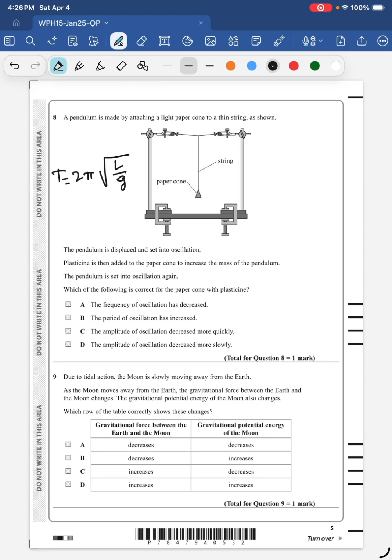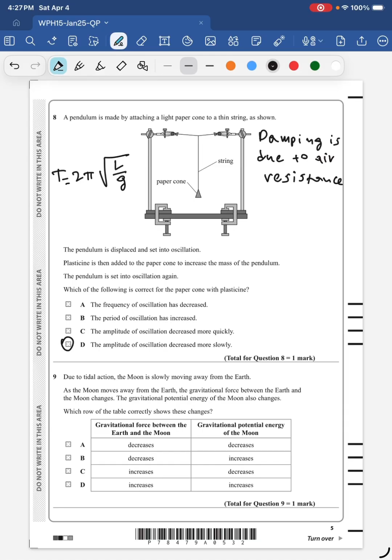So let's examine the other two options. The amplitude of oscillation decreased more quickly. Why would that happen? It doesn't make sense. But D says the amplitude of oscillation decreased more slowly. And actually, that's the correct answer, okay? The reason why C is not correct is that damping, let's write it down, damping is due to air resistance, right?